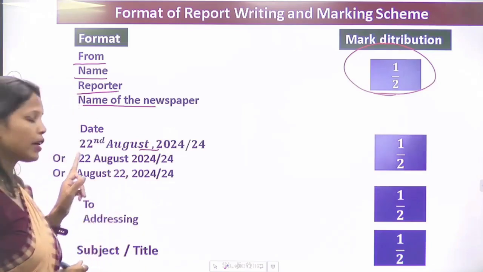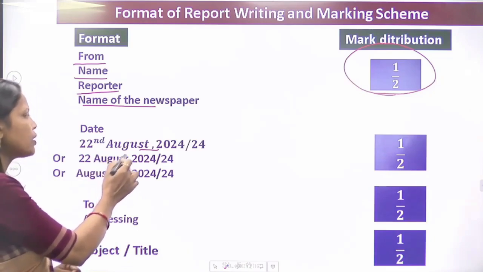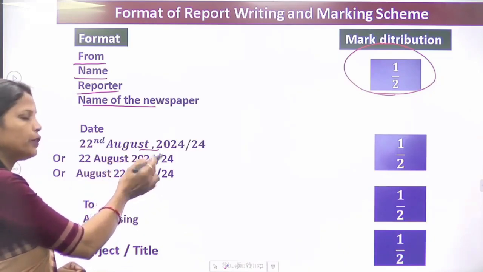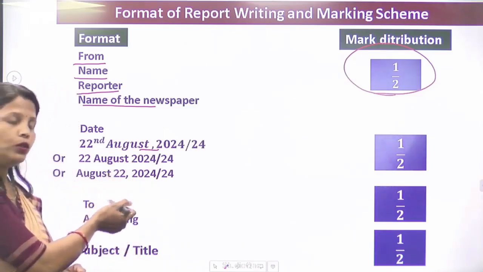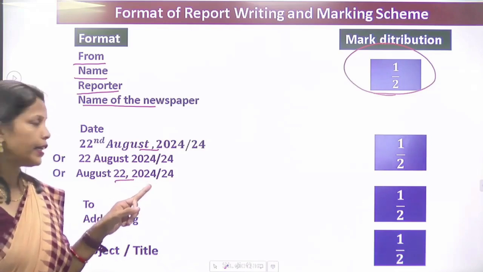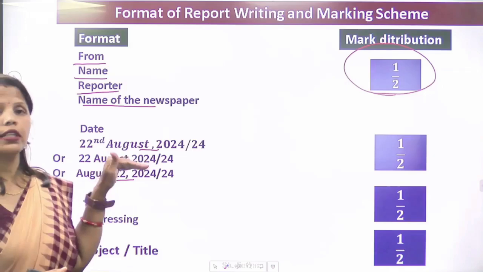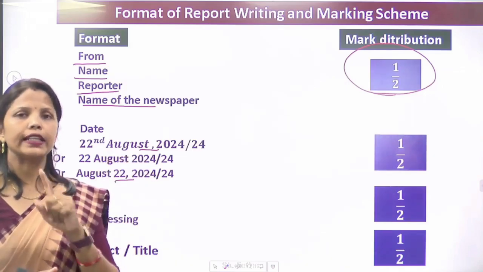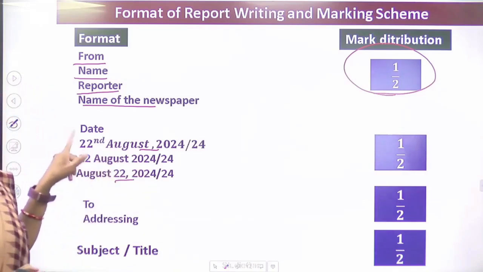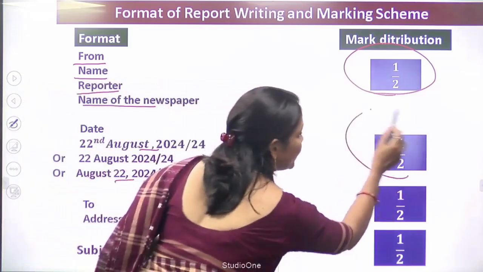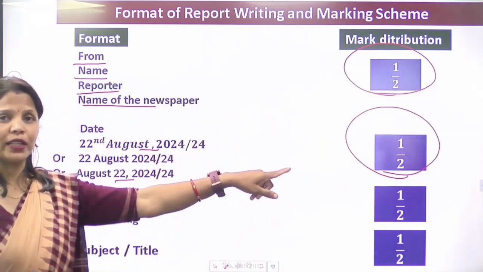Or we can write 22 August without comma, 2024 or only 24. Or August 22, comma must be there, and the year 2024 or 24. In these three patterns, we can write any one date. Only the date carries your half mark. If you write the date, you will get half mark in report writing.